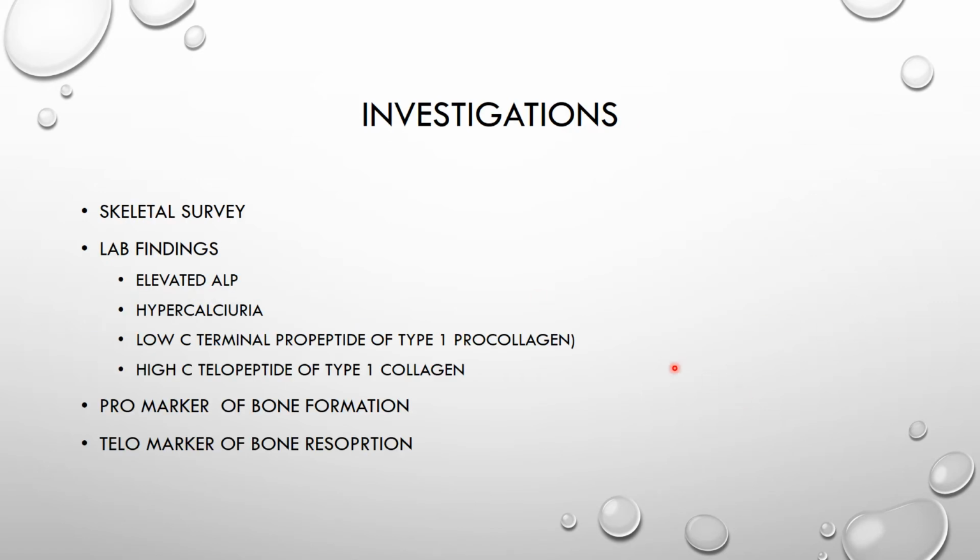Okay, so the investigations that we do: a skeletal survey, and then lab findings, which check the alkaline phosphatase. We want to check the urine calcium. Then we can check the C-terminal propeptide of type 1 procollagen, and this is usually low, and the C-telopeptide of type 1 collagen, this is usually high. The propeptide is a marker of bone formation, so it's low because there is increased resorption.